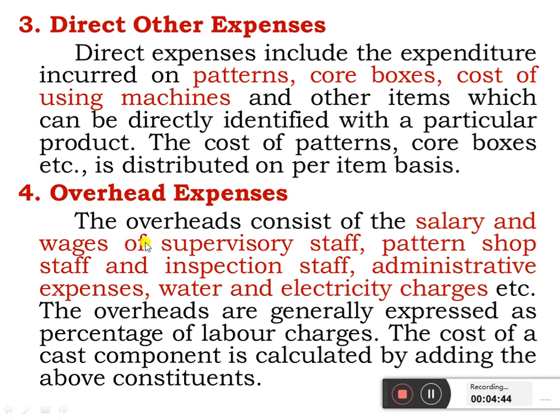Overhead expenses: overhead consists of the salary and wages of supervisors, staff, pattern shop staff and inspection staff, administrative expenses, water and electricity charges etc. So these overheads are generally expressed as a percentage of labor charges. So the cost of the cast component is calculated by adding the above constituents. So these are the procedures to find out the estimation of cost of casting.